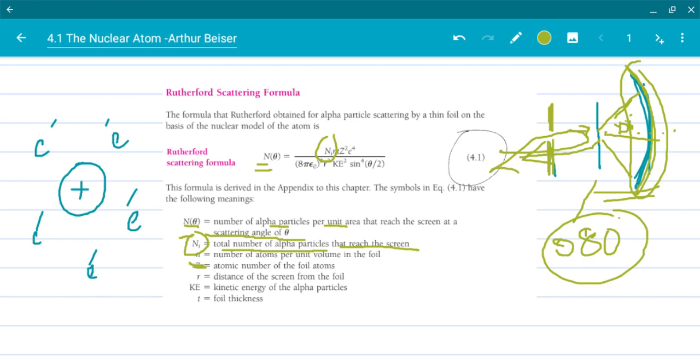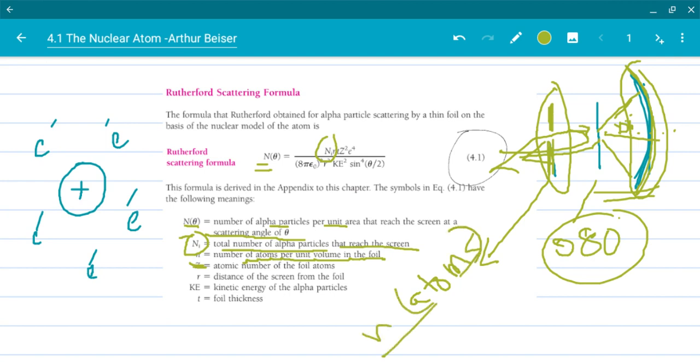n is obviously the number of atoms per unit volume in your foil. This was your foil, and the number of gold atoms, the number of atoms per unit volume. You will find out the volume of your foil by applying the simple formula for finding the volume of a cuboid, and then you will be finding out the total number of atoms that were there in that foil, and then you will be dividing it by your volume to get the number of atoms per unit volume in the foil, okay.